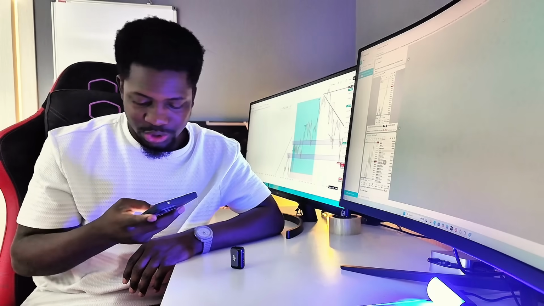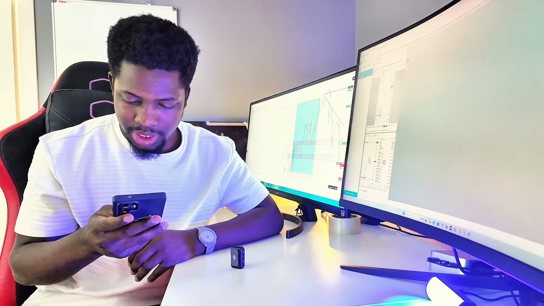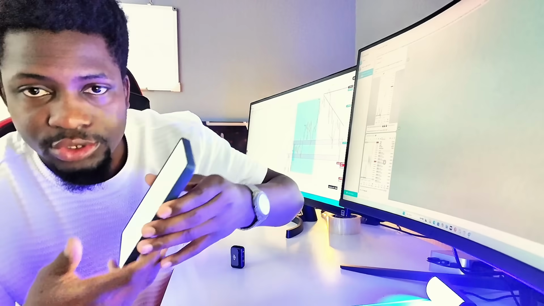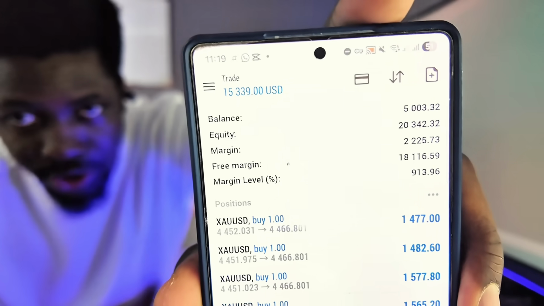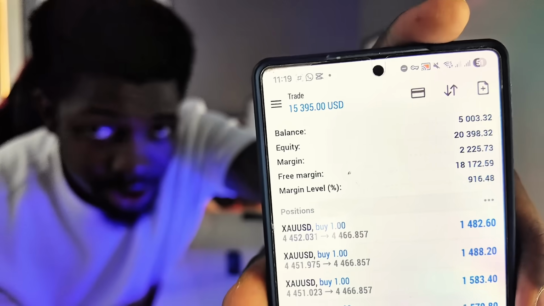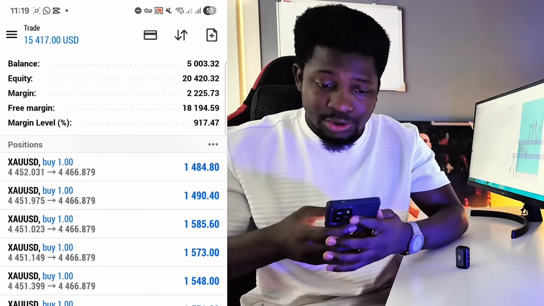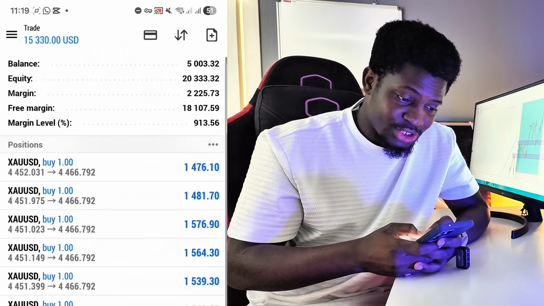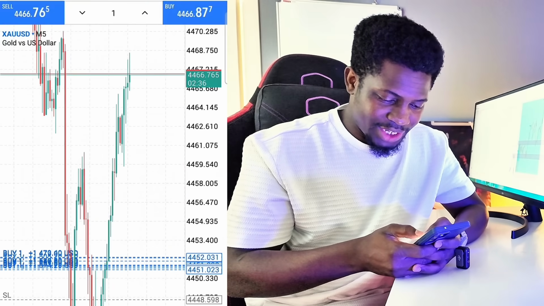Okay, let me just quickly show you what I'm having here on my charts. Okay, so this is what we're having. I don't know if that's very visible. So we're running over $15,000 there. If you can see that very clearly, that's about $15,000. Like this is just very smooth. You can just see what we're having here on our charts.